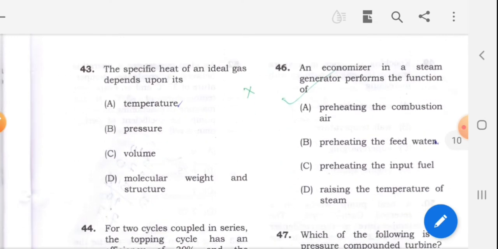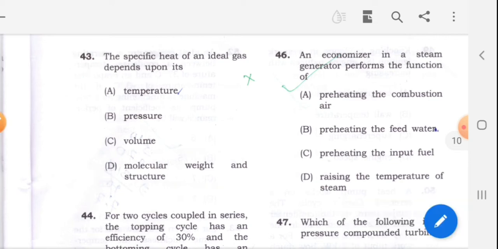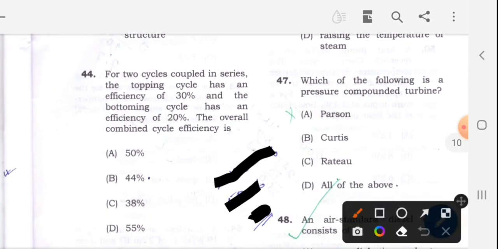It's question 43. The specific heat of an ideal gas depends upon, it always depends upon molecular weight and the structure of the atoms. Molecular weights and structure of the atoms, that is the correct answer. So question 44: two cycles coupled in series. Topping cycle has an efficiency of 30% and the bottoming cycle has an efficiency of 20%. Then the overall combined cycle efficiency is?